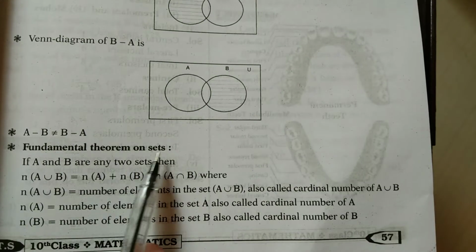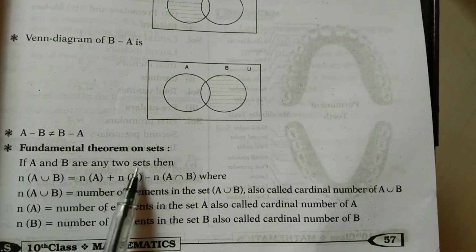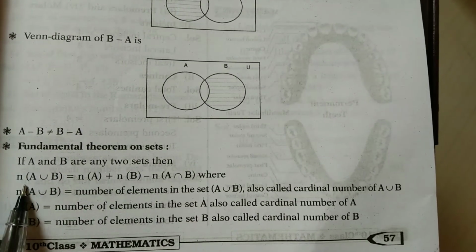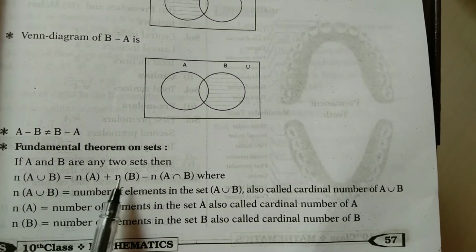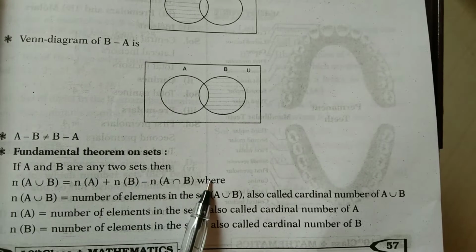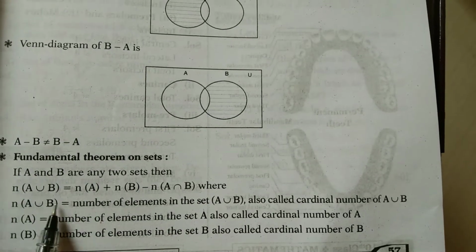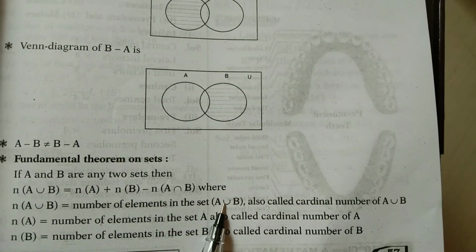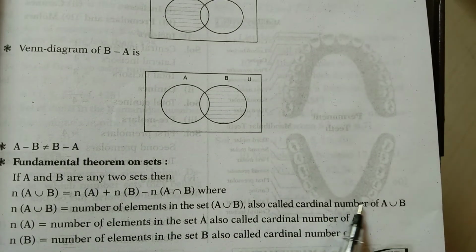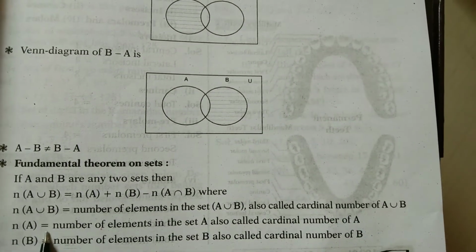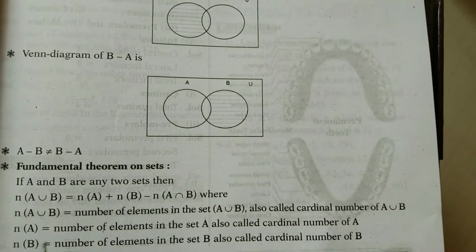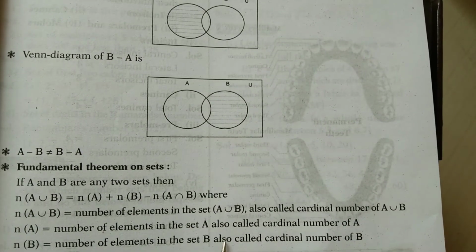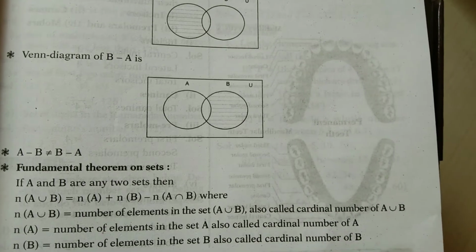So fundamental theorem on sets. If A and B are any two sets, then the most important formula is n(A union B) equals n(A) plus n(B) minus n(A intersection B). So n(A union B) is the number of elements in the set A union B, also called the cardinal number of A union B. n(A) is the number of elements in set A, also called the cardinal number of A. n(B) is the number of elements in the set B, also called the cardinal number of B.